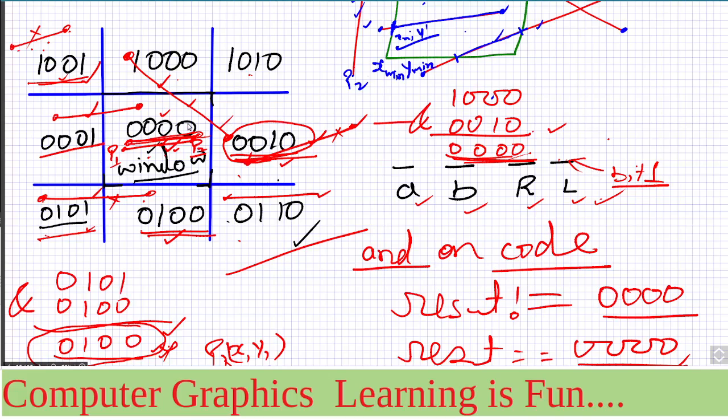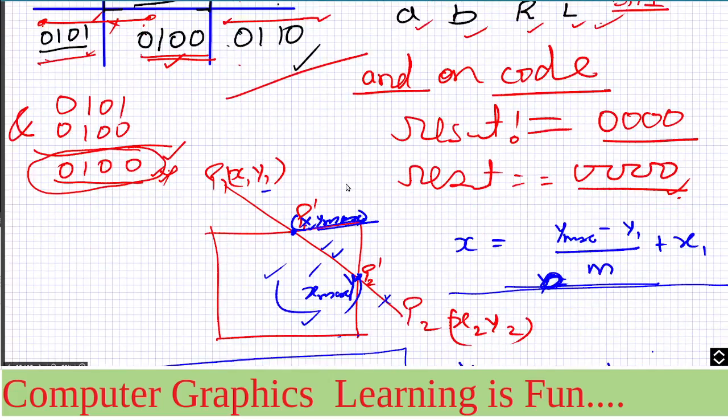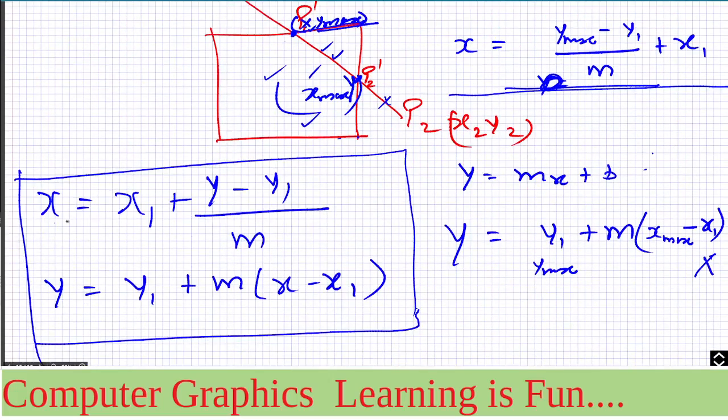And what was the processing? You tried to find the intersection points with the window. Intersection points will be either with the x-axis or the y-axis. So for this you have seen two equations for finding the x and y values. In this case you can see y was already known, you need to find x only. So this was the equation, and if you need to find y, in that case we will consider that x was already known and you will use this equation.